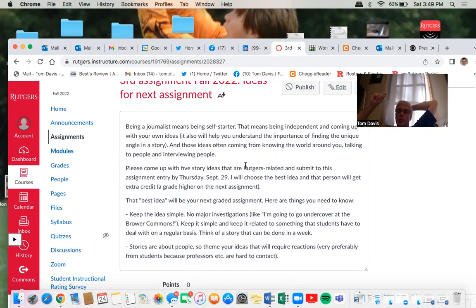But what's due before then is going to be due this Thursday. I'm asking you guys to come up with your own ideas. Being a journalist means being a self-starter. That means being independent and coming up with your own ideas. It also helps you understand the importance of finding the unique angle in a story.